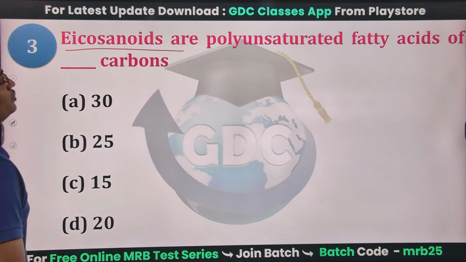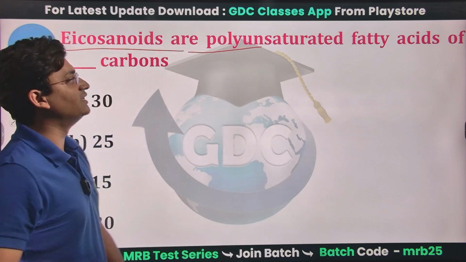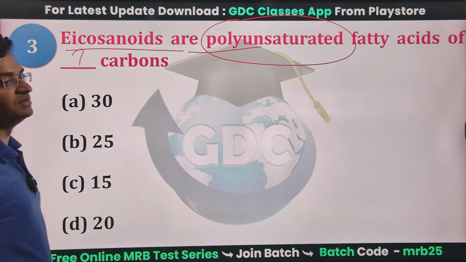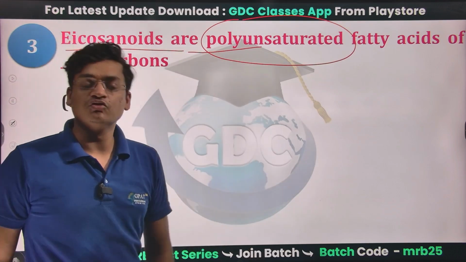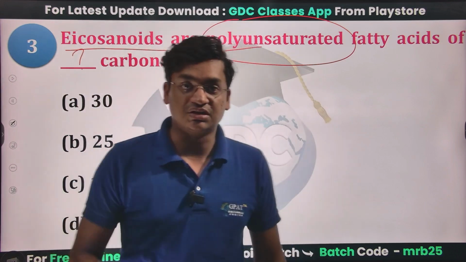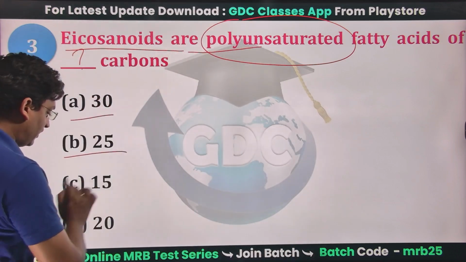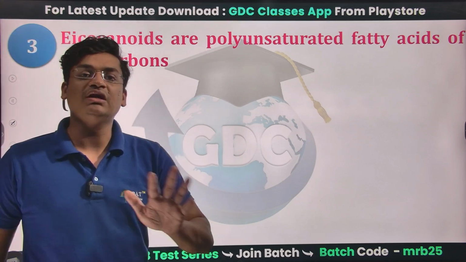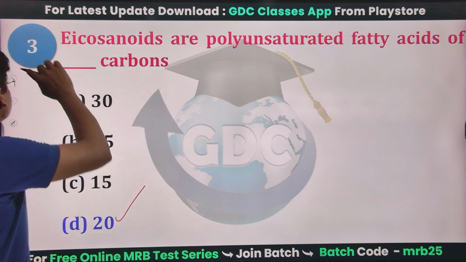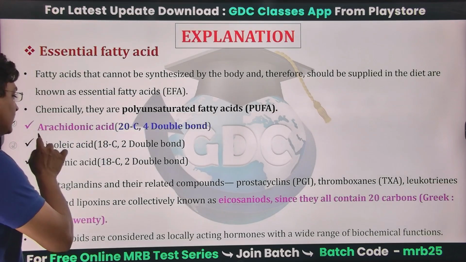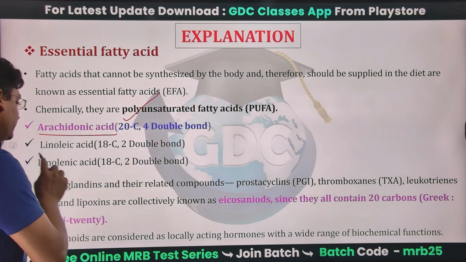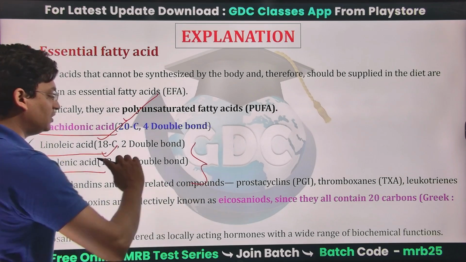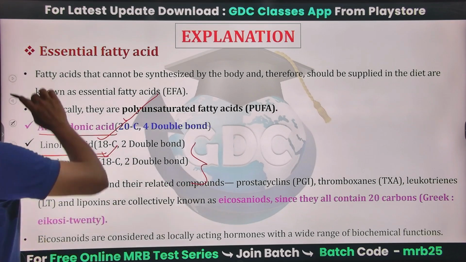Like eicosanoids are polyunsaturated fatty acids. They are polyunsaturated fatty acids of what total carbons? So eicosanoids are having basically a 20 carbon structure. The options are 30, 25, 15, 20. All right, so D is the correct answer. Eicosanoids will be having a 20 carbon system with unsaturations. Arachidonic acid is 20 carbon containing, while linoleic acid is having 18 and linolenic is also 18 but having 3 double bonds.